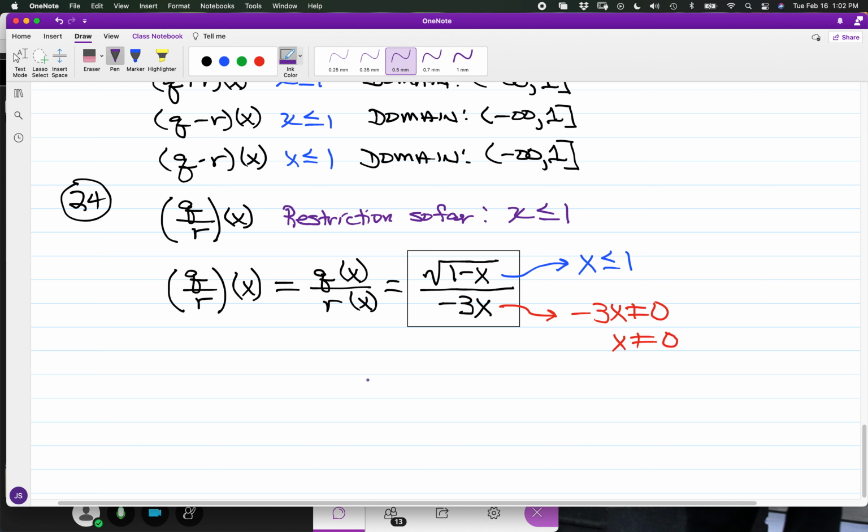So we're going to have the restrictions now. For the restrictions on q over r of x, you're looking at x less than or equal to 1, and also x cannot be equal to 0.